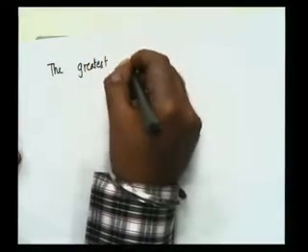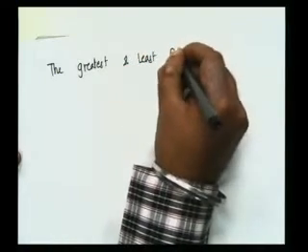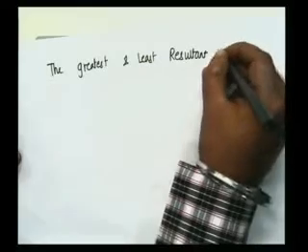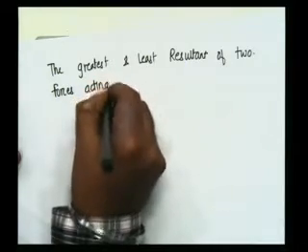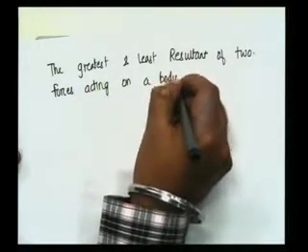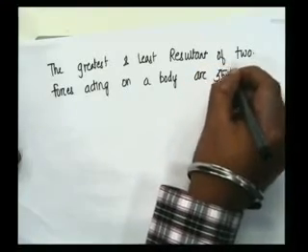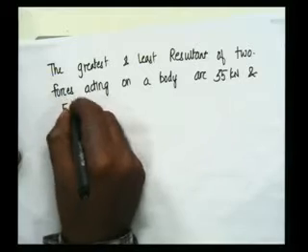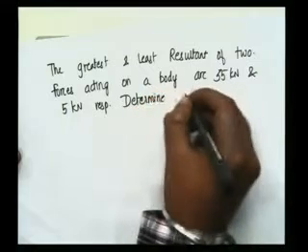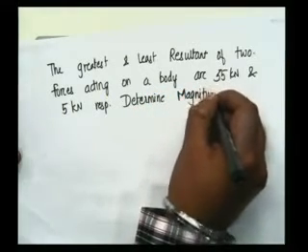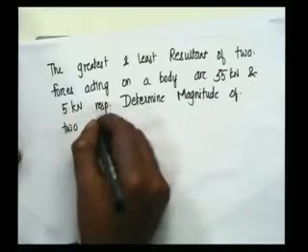Now let us solve the last problem on this topic. Now the problem says that the greatest and least resultant of two forces acting on a body are 35 kilonewton and 5 kilonewton respectively. Determine magnitude of two forces.